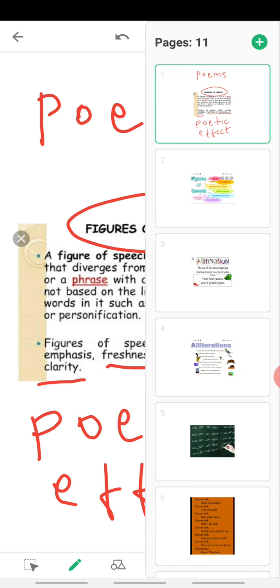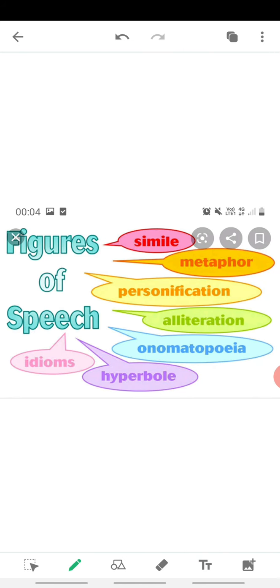Let's look at this. There are different kinds of figures of speech: simile, metaphor, personification, alliteration, onomatopoeia, hyperbole, and idioms. So we won't focus on all of them in this video. We will focus on 4 or 5 now, and then we will continue with the rest of them. There are at least 17 figures of speech you need to know for the 10th standard board exam, and also for the 9th standard syllabus. So let us focus on the first 4 of them.